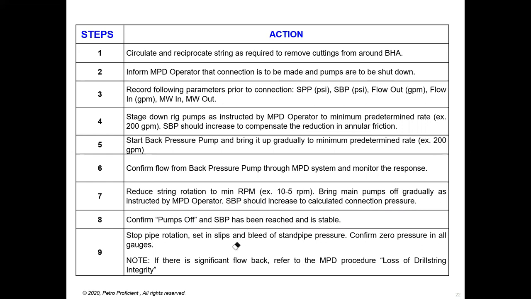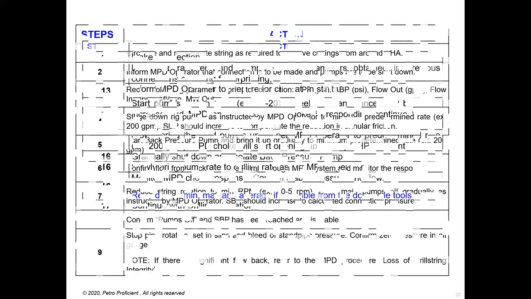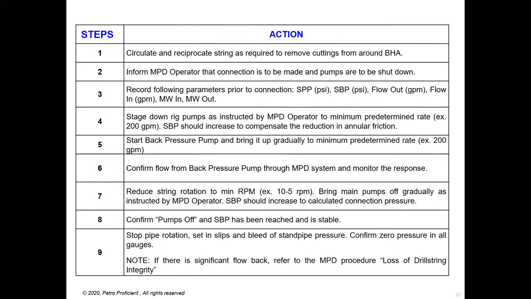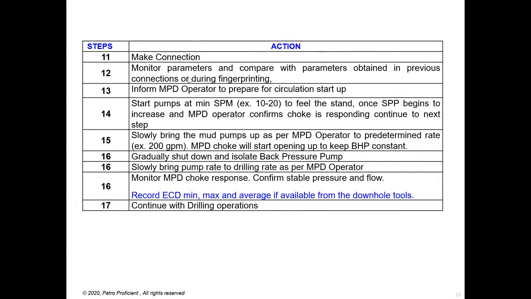Then you stop your pipe rotation, set your slips, and confirm pressure is zero on gauges. If there is significant flowback, refer to MPD procedures, loss of drill string integrity, etc. There are other procedures you need to refer to when you stop your pumps and you get flowback, which means your well is flowing. Then make your connection, monitor parameters, and compare with parameters obtained in previous connections or during fingerprinting.